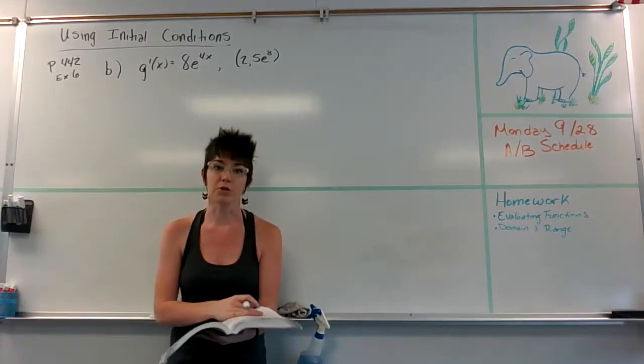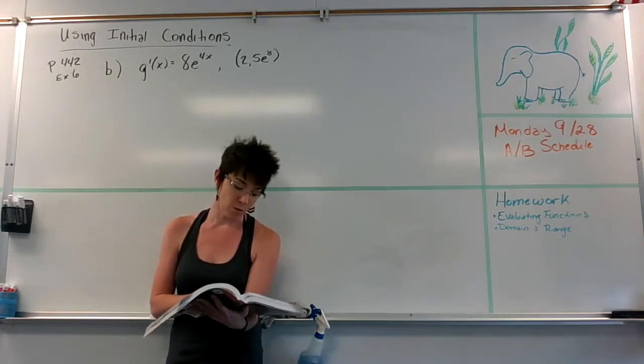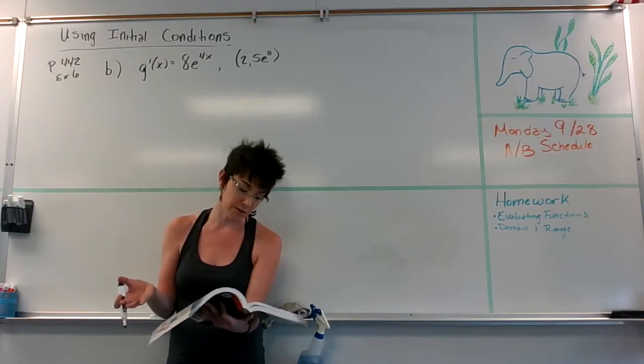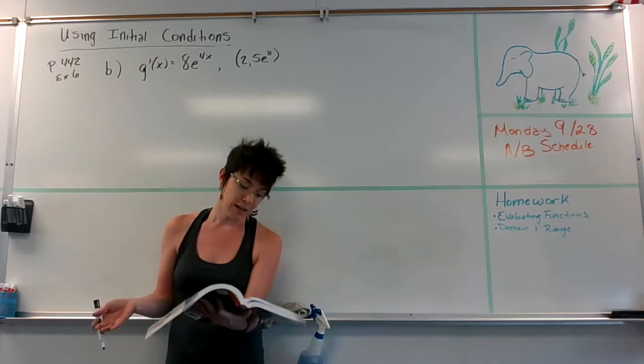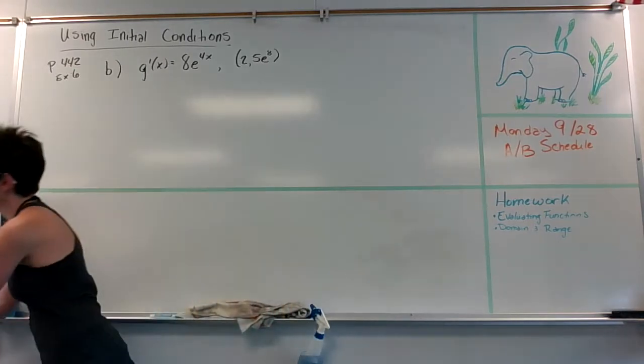So I wanted to just read the problem so you get an idea of the language. It says that the curve y equals g of x passes through the point (2, 5e^8). The gradient of the curve is given by this function, g prime is equal to 8e^(4x). Find the equation of the curve. So find that original equation.